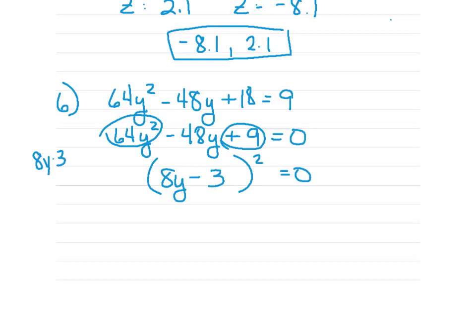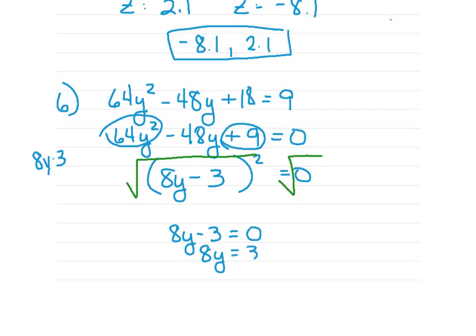Okay, so now I need to isolate y. So let's work on finding the radical on both sides. Okay, here we go. 8y minus 3 is equal to 0. 8y is equal to 3. Therefore, y is equal to 3/8. In this case, we only have one solution or one root.